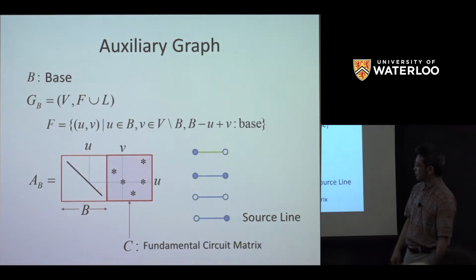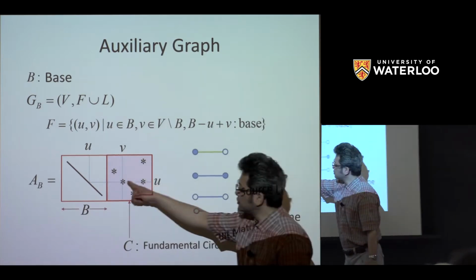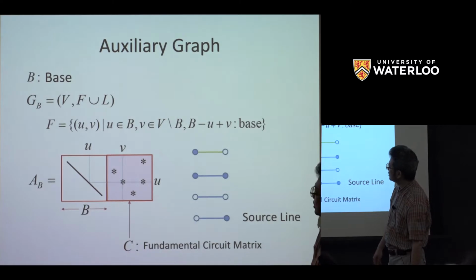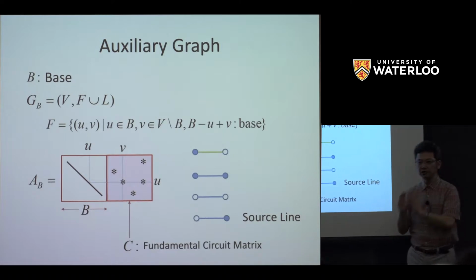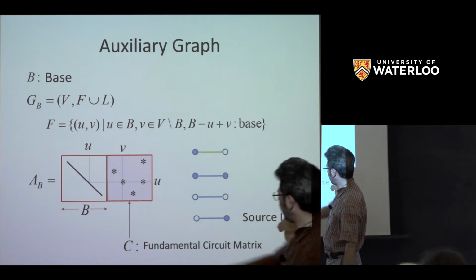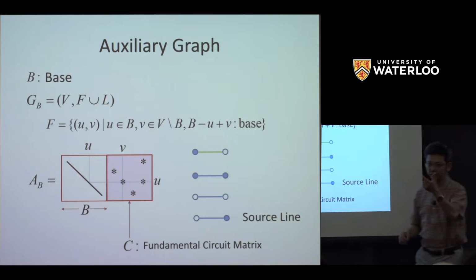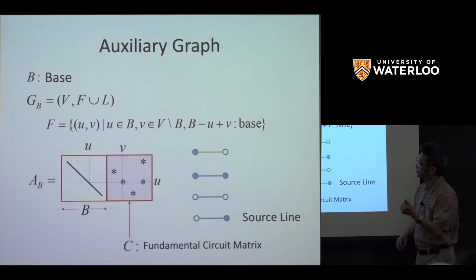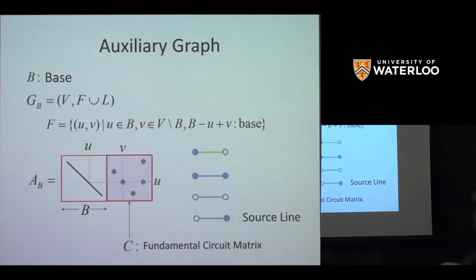This is often called the fundamental circuit matrix. Non-zero entries in this fundamental circuit matrix correspond to a pair of U and V, so that we can make a single exchange, U and V, to obtain a new base. If we have this circuit matrix, we consider this edge set F, which gives the exchangeability of the vertex sets. We also have this edge set L, which corresponds to the set of lines.